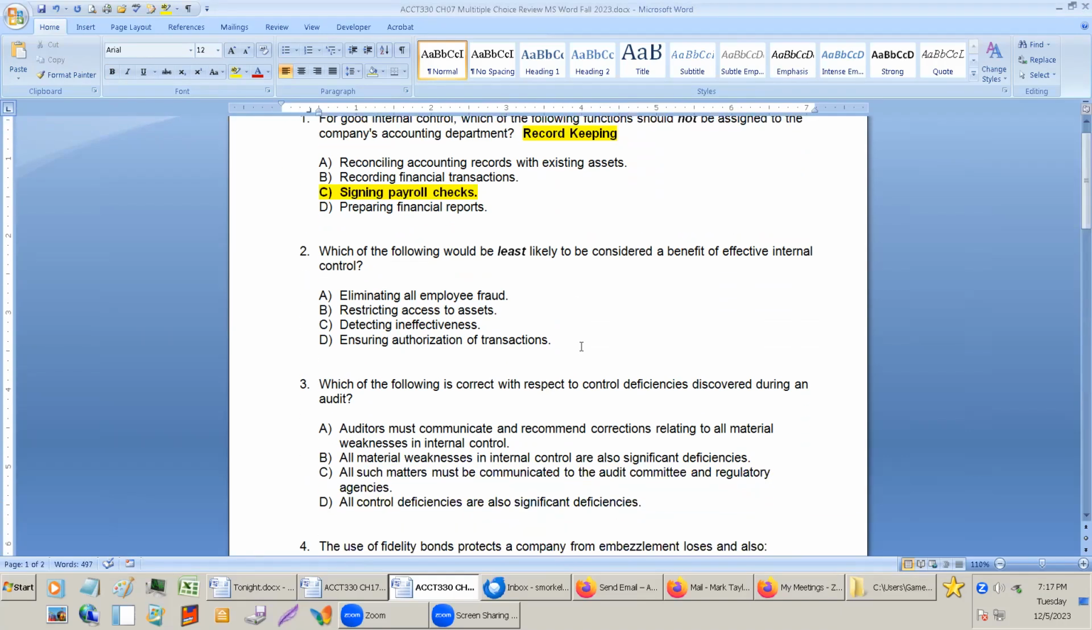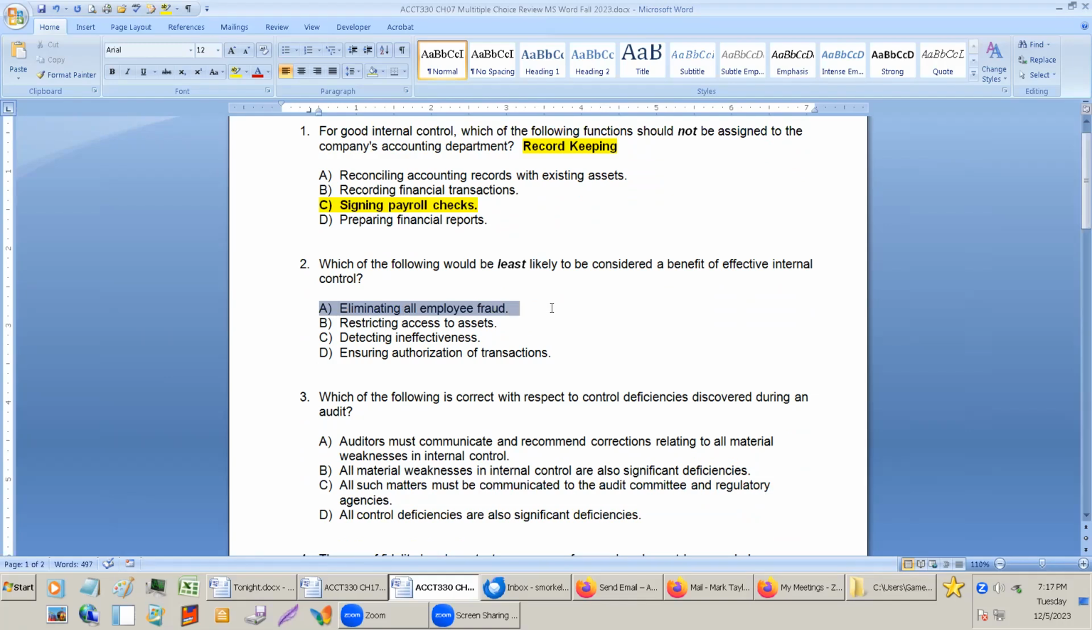Which of the following is least likely to be considered a benefit? Yeah, we can't eliminate it. It'd be nice to, but you know.